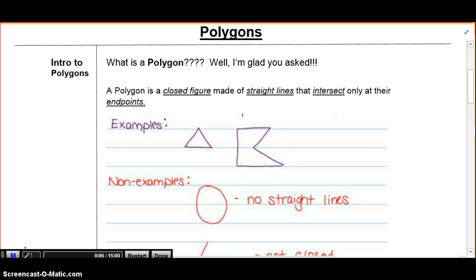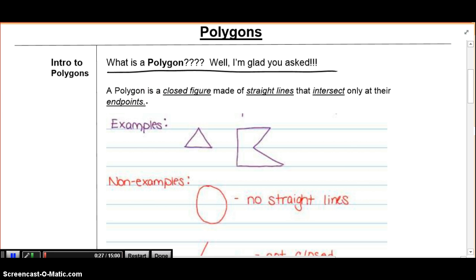Today we're starting a new chapter. This is chapter 6, and today we're going to be looking at polygons. Now, what are polygons? Well, just like it says right here, I am glad you asked. A polygon is a closed figure made up of straight lines that intersect only at their endpoints.